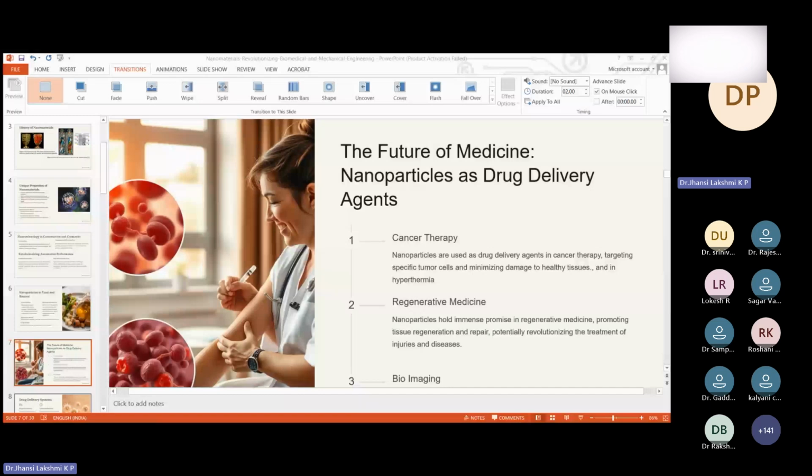Okay, thank you. Nanoparticles are used as drug delivery agents. What are these drug delivery agents? Especially in cancer patients, we all know that the treatment for cancer is chemotherapy. Most of the time, chemotherapy and radiotherapy are used as treatments for cancer.